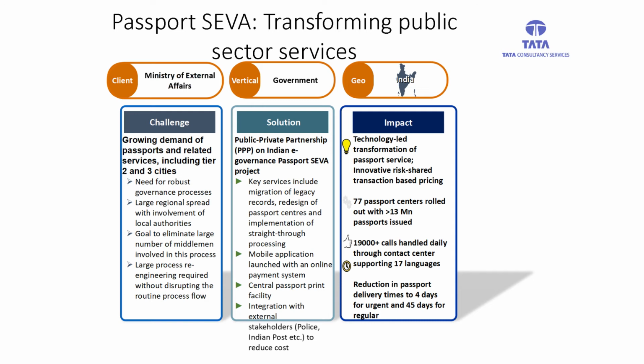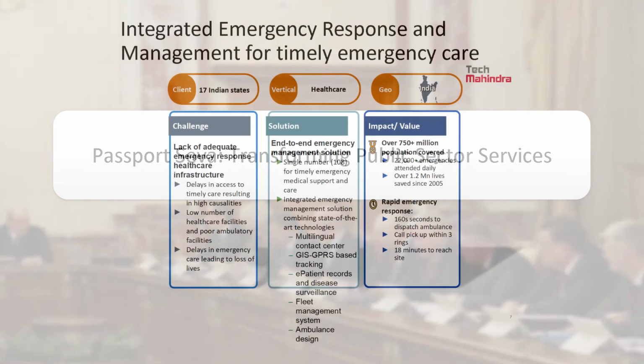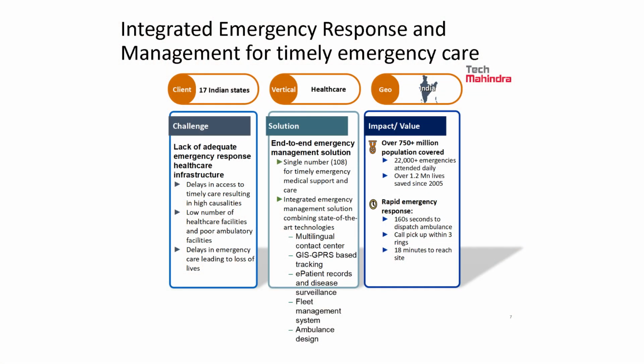So reduction in passport delivery times to 4 days for urgent and 45 days for regular. So this was the achievement the government had achieved with this e-governance, with this Passport Seva transformation model. And it's not that it was in passport only. Integrated emergency response and management for timely emergency care. I think this is one of the sectors where e-governance is really playing a very important role.